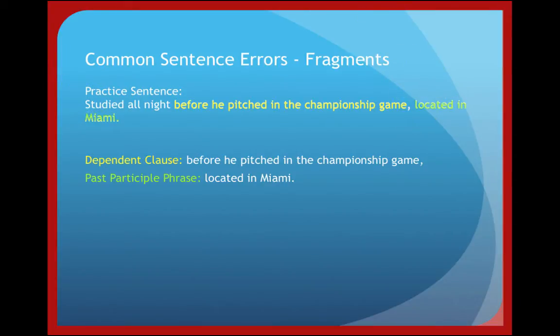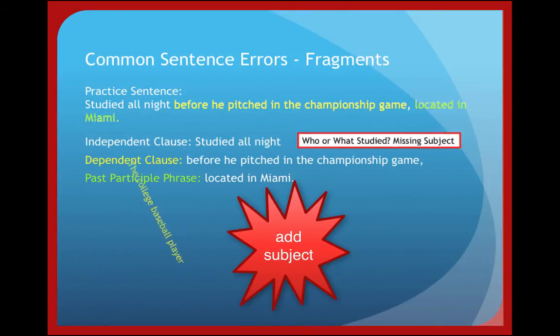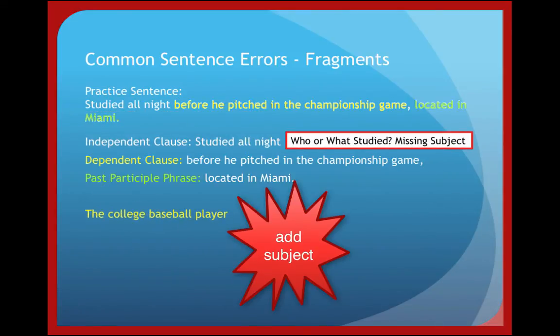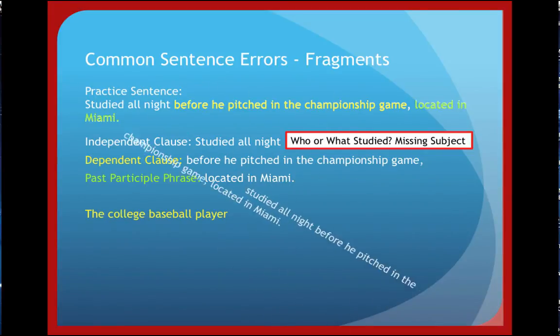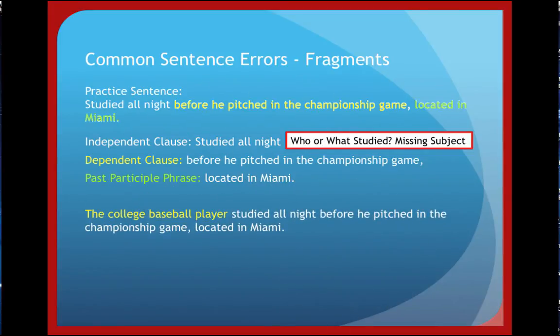The independent clause is studied all night, but it is missing the subject. Who or what studied? You must add a subject for the sentence to be correct. The college baseball player studied all night before he pitched in the championship game located in Miami.